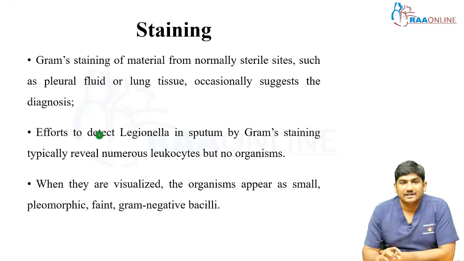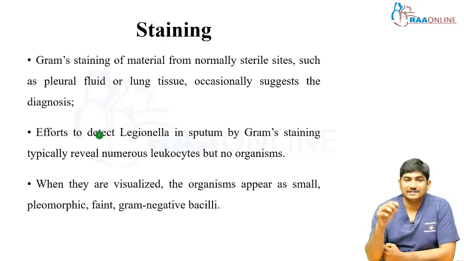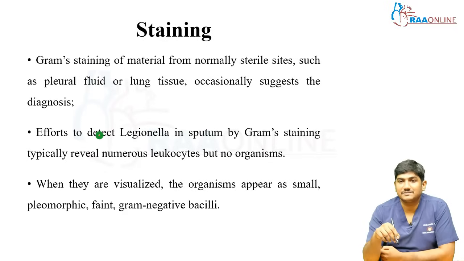Gram staining of material from normally sterile sites such as pleural fluid or lung tissue can suggest the diagnosis, because these are all sterile sites, right? If the bug is showing up as a gram-positive bug in an atypical pneumonia presentation, then this could be Legionella. But if you try to detect Legionella specifically in this kind of gram stain, you will be able to see only the leukocytes. You may not be able to see Legionella because they are very small and you need a larger quantity of Legionella to be visualized in the gram stain in the first place.